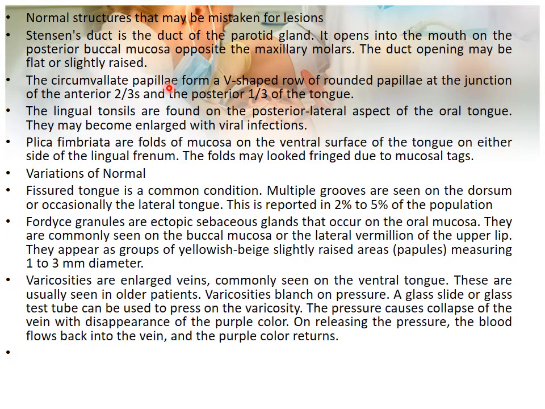Again, one of the other variations of the normal is the varicosities, which is considered to be a large vein and is mostly common on the ventral surface of the tongue. Older patients are mostly affected by varicosities, and to demonstrate blanching on pressure, a glass slide or glass test tube can be used to press the varicosity.